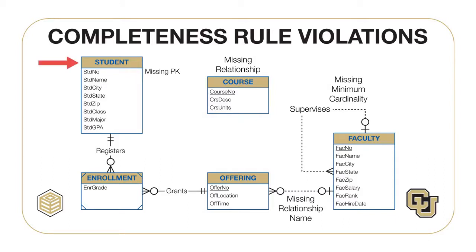The student entity type does not have a primary key as no attribute is underlined. The relationship between offering and faculty is missing. The supervising relationship is missing the minimum cardinality. If you look carefully, you'll see that the minimum cardinality is missing near the crow's foot symbol. The course entity type does not participate in any relationships. Although this omission may be allowed in some rare situations, a connection is required for the university database.